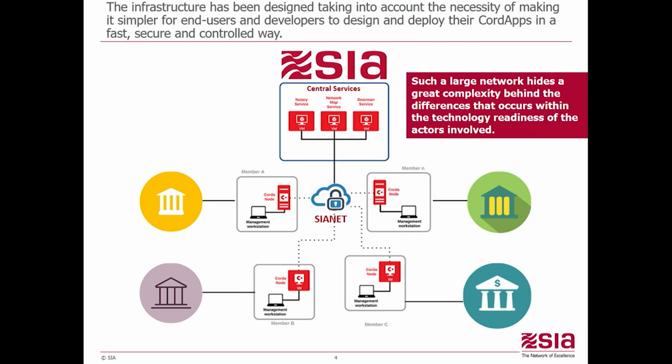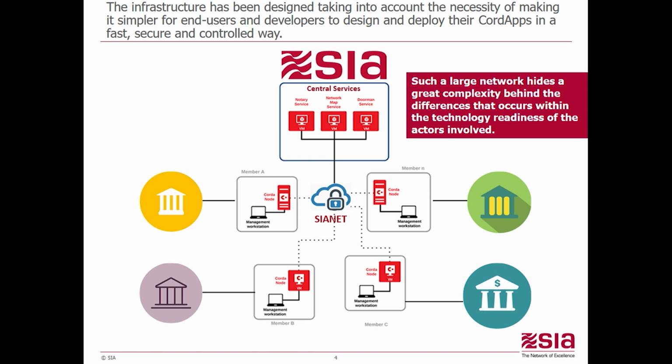How did we do it on the infrastructure part? So SIA kind of cloned the idea of Corda. Let's try to translate it. Instead of having a public distributed network, we have a private network with all the central services of Corda, like Notary, Doorman, and Network Map, inside of SIA. So it's a 100% private network with all the authentication, identity management, KYC, and PKI managed by SIA.